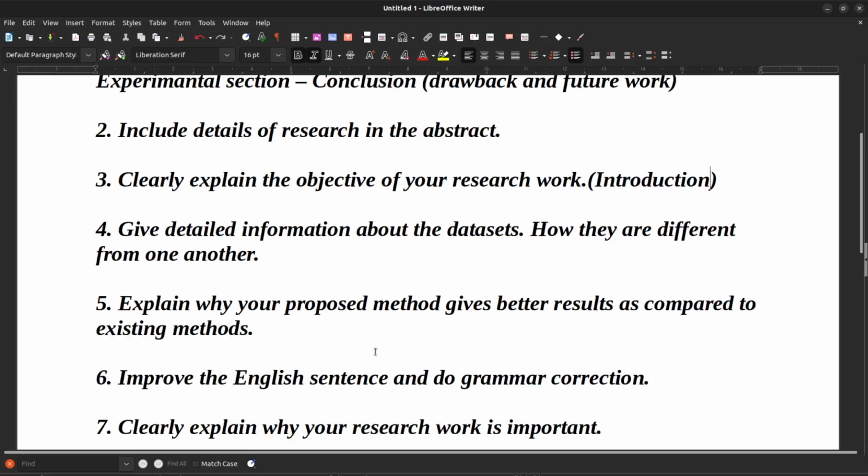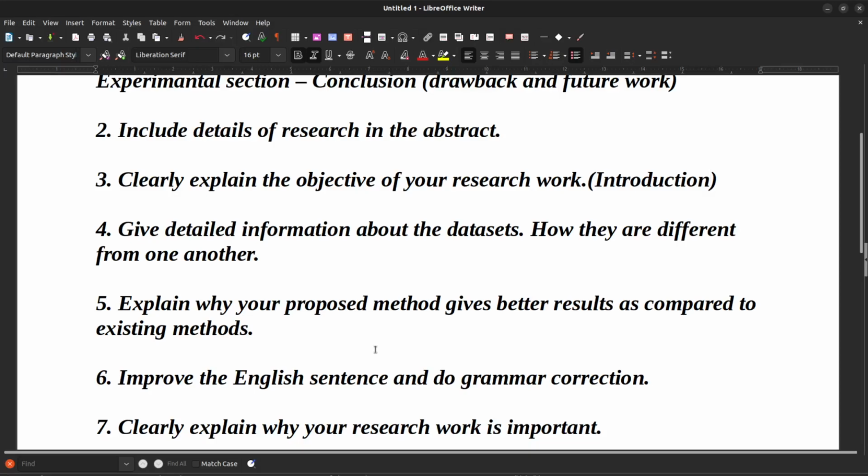Okay. Next is give detailed information about the data set, and how they are different from another. If your research work includes a data set, you should give detailed information about it. Don't just give the citation. You should give at least 5 or 6 lines and some table statistics if possible. If you are using 2 or 3 data sets, you should give details of those also, because it will make the reviewer understand how one data set is different from another. Correct? You should share the knowledge.